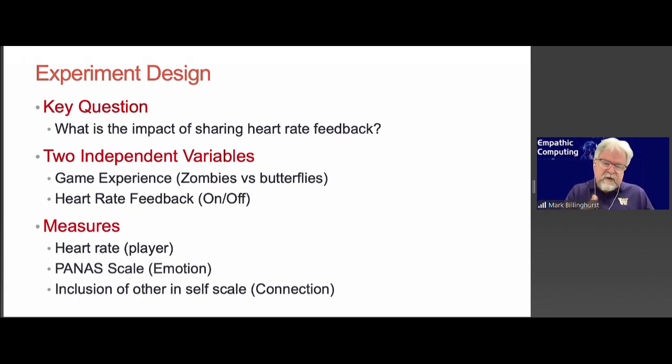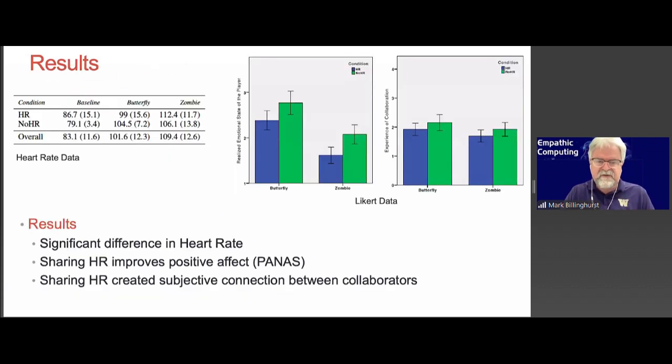And we measured the people's heart rate. We used the PANAS scale to measure emotion, and we also measured the sense of connection. And what we found was that those 2 environments created a significant difference in heart rate. The zombie environment was much scarier and created a higher heart rate. And sharing the heart rate significantly affected the positive effects, so made the people feel more connected with the other person and created this subjective connection between collaborators.